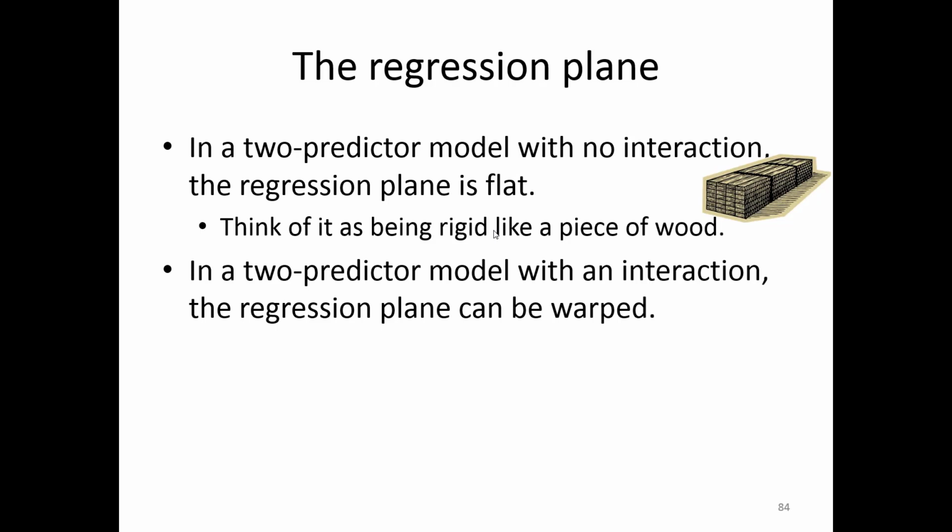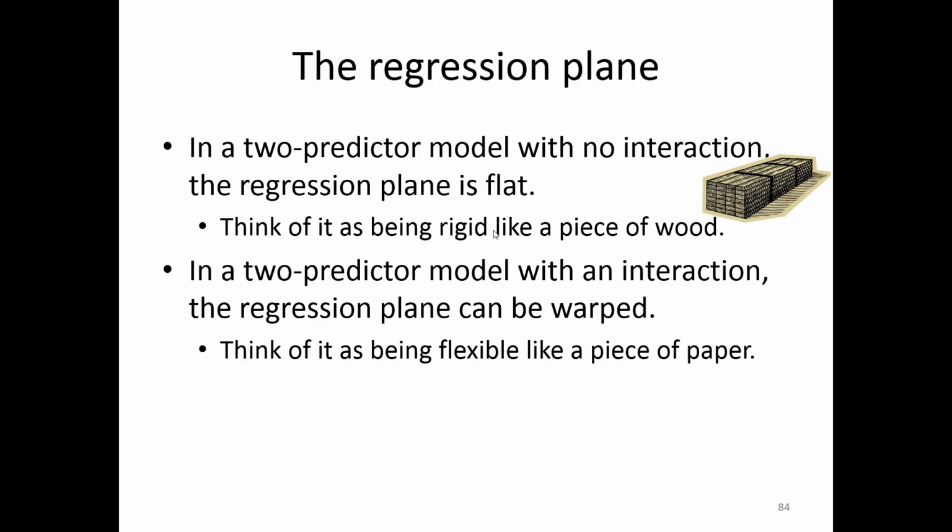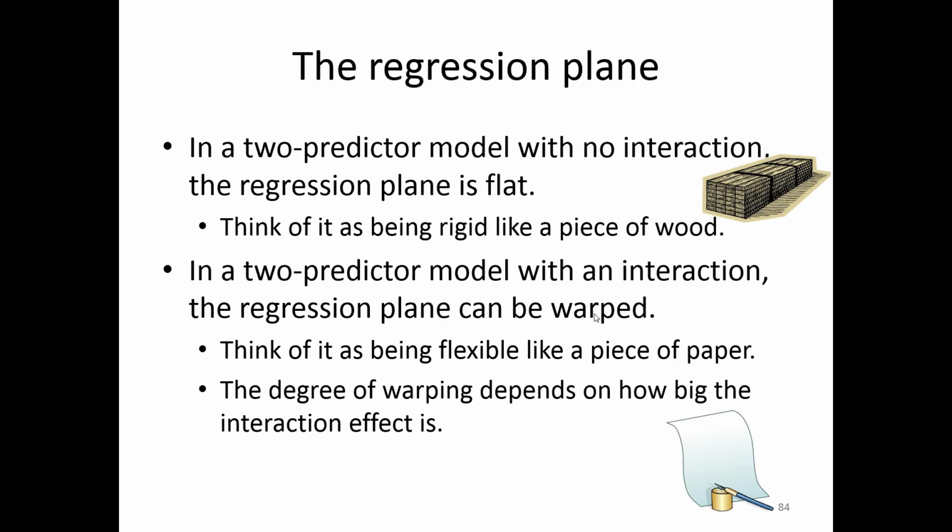In a 2-predictor model, though, with an interaction, the regression plane can be warped. You can think of it as being flexible like a piece of paper. So if you have a piece of paper, you could stretch it to where some of it is kind of flat, and then the very end is kind of steeply pointed up. So that's kind of what we can think of as visualizing a regression surface with 2 predictors and an interaction. The degree of warping depends on how big the interaction effect is. So the larger the effect is, the more warping there will be.